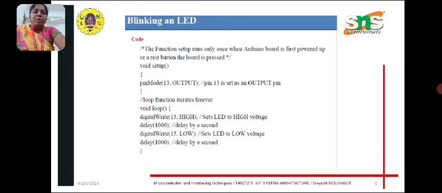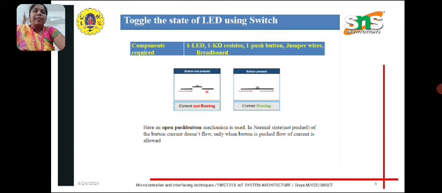Here is the program for blinking an LED. In that, we have made the 13th pin an output, and we have created the loop and made digital write high for the 13th pin, and we give some delay. Then digital write the 13th pin low, setting the LED to low voltage, and we have also given a delay of 1000 milliseconds.